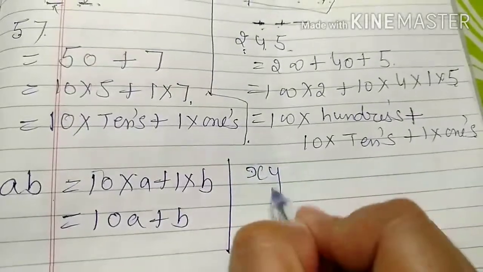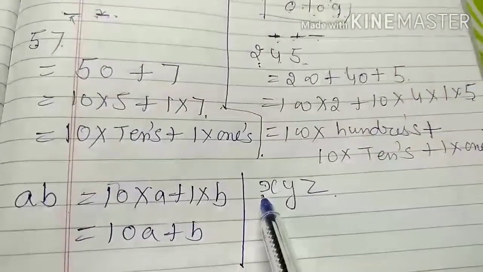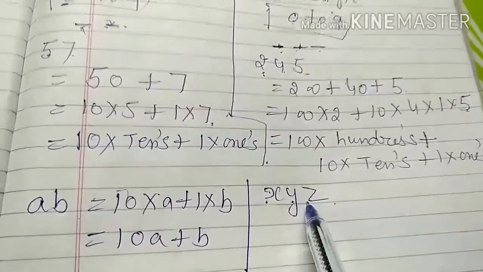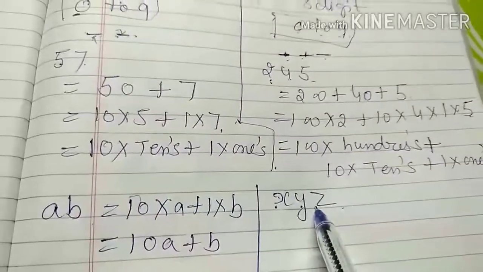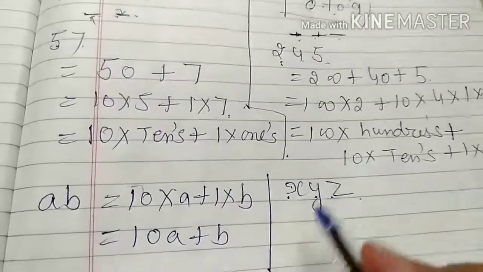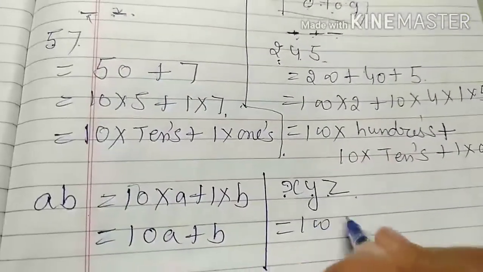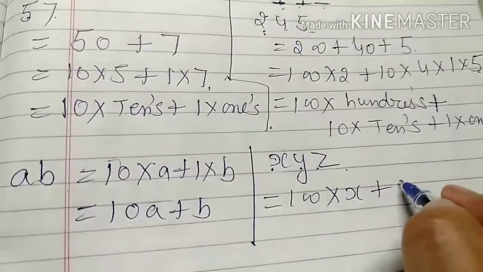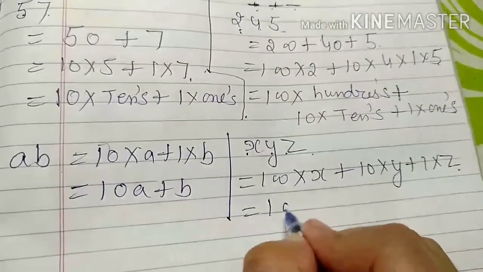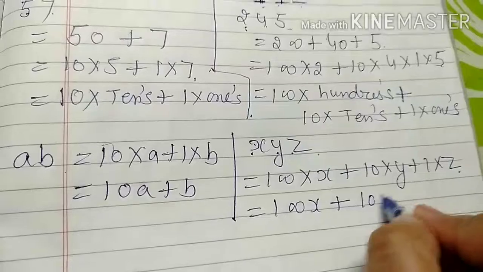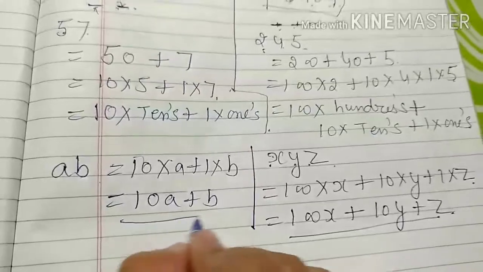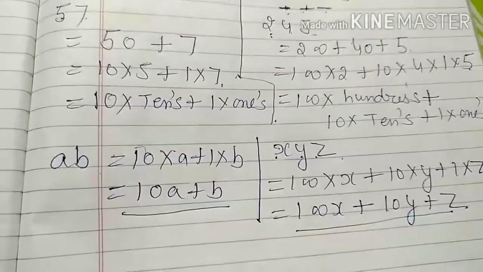Variables means there can be any value under this. X can be any value from 0 to 9, Y can be any value from 0 to 9, and Z can be any value from 0 to 9. But if in place of this value, a variable is there, how do you write this one? Similarly, same case: 100 multiplied by X, 10 multiplied by Y and 1 multiplied by Z. So that becomes 100x plus 10y plus z. So these are the 3-digit number explanation and these are the 2-digit number explanation.